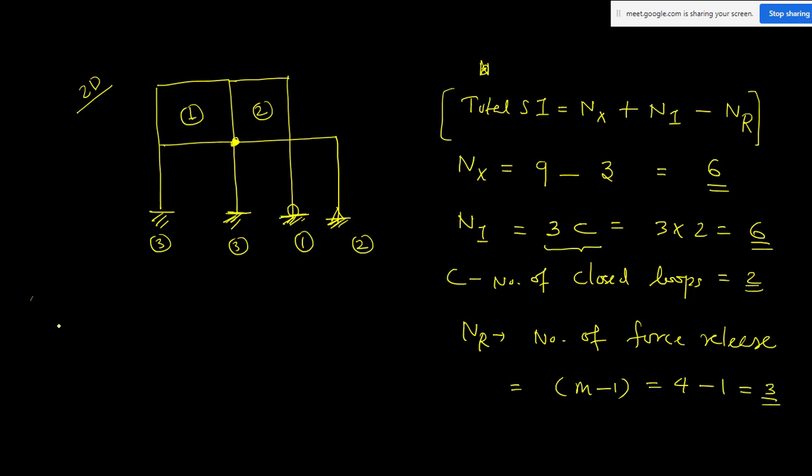So finally your total static indeterminacy n equals nx plus ni minus nr, which is 6 plus 6 minus nr. Why minus? Because if you have a force release you are getting one extra equation, that is why we are taking the minus. You should not add it. It is reducing your unknowns because you are getting extra equations there. So this nr is 3. So finally your answer will be 12 minus 3, your answer is 9. So static indeterminacy is 9.